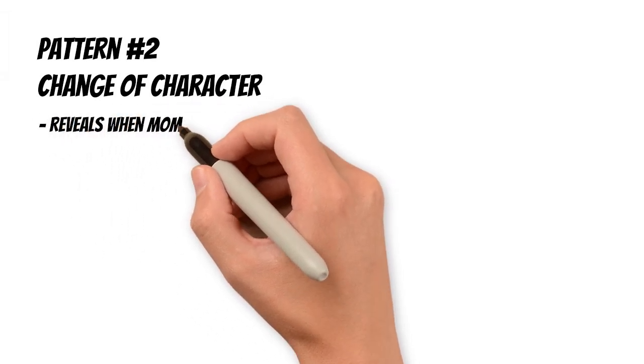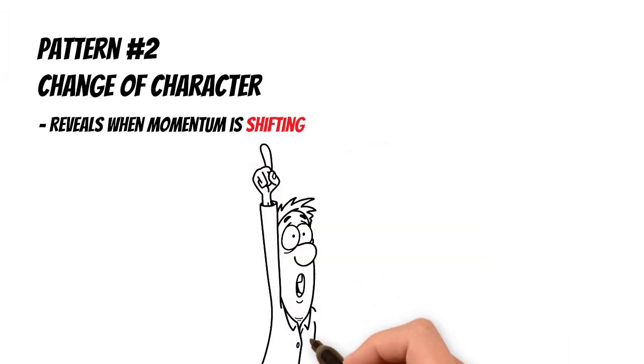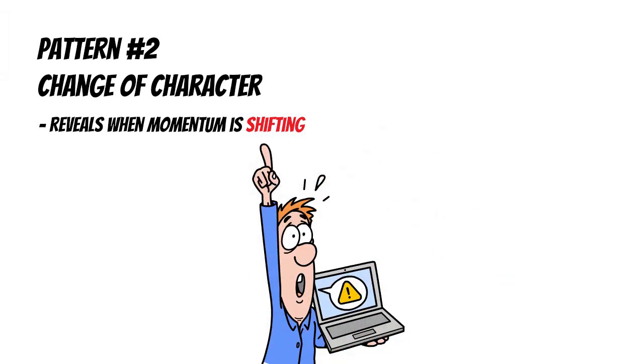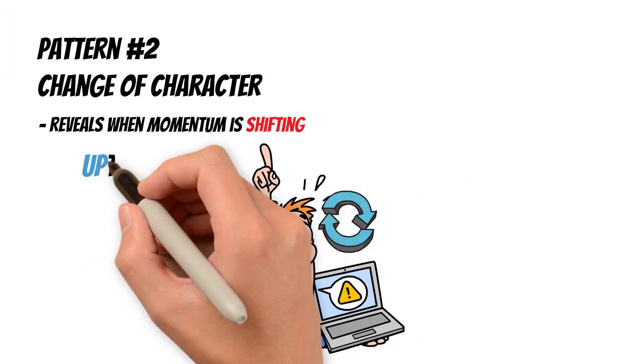Pattern 2. Change of character. The second pattern to learn is the change of character. This is the most important reversal signal, because it reveals when momentum is shifting and the current trend is coming to an end. That's where change of character comes in, which is the most important pattern of all. Change of character is your earliest warning sign of a reversal.